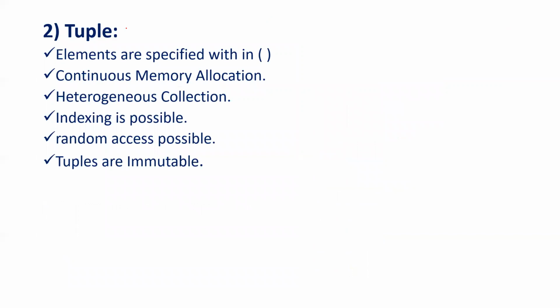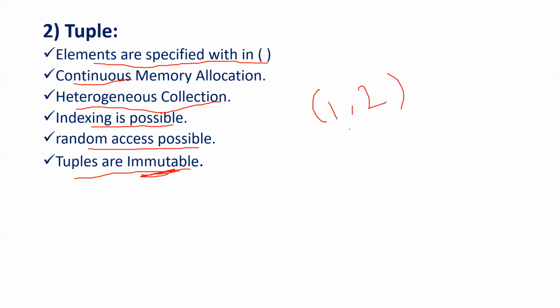Observe the next collection, tuple. Tuple elements are specified within parentheses, and the memory will be continuous. It is also a heterogeneous collection. Indexing is possible. Random access is also possible. Tuples are immutable. This is a new point we can observe, which means if we have a tuple, you can't modify this tuple, but you can redefine it. Like this is the redefinition, but to the existing tuple you can't modify.